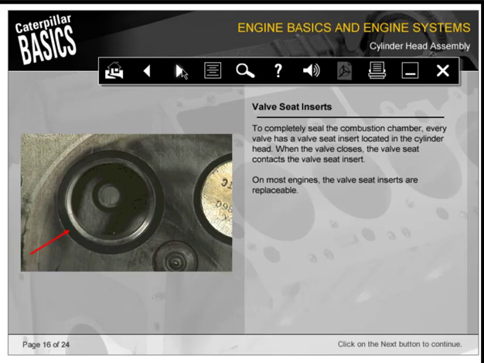To completely seal the combustion chamber, every valve has a valve seat insert located in the cylinder head. When the valve closes, the valve seat contacts the valve seat insert. On most engines, the valve seat inserts are replaceable.